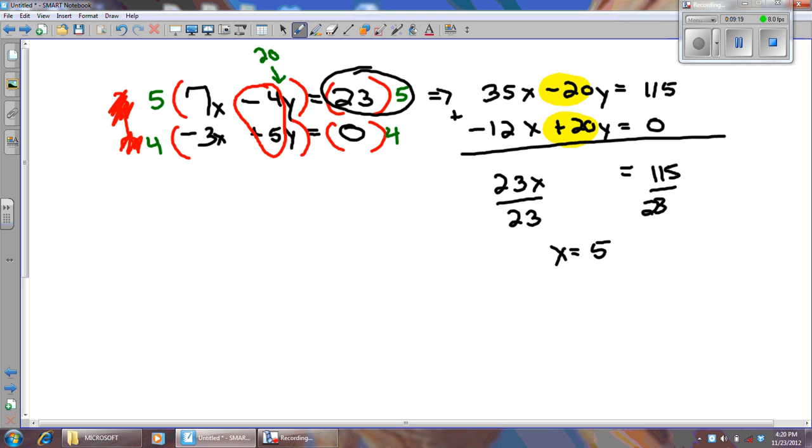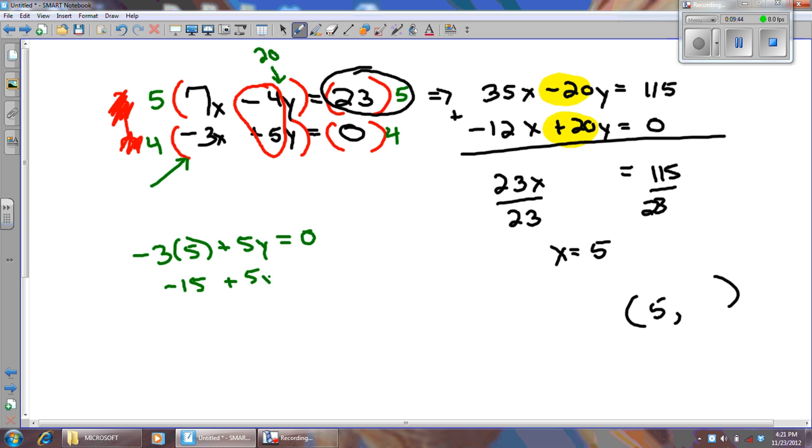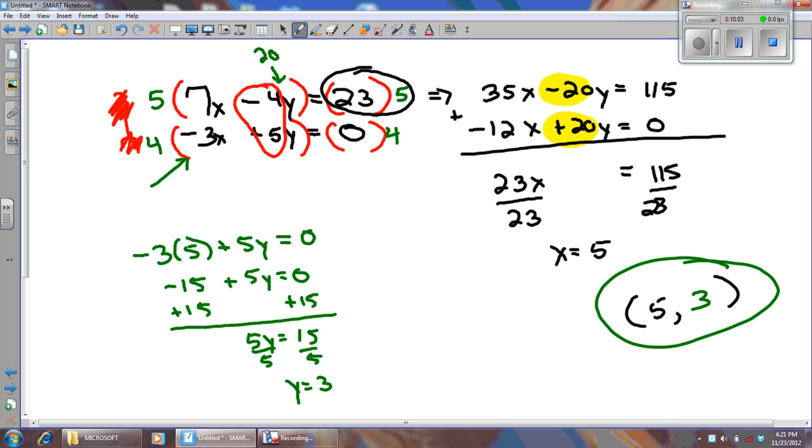You can verify that if you like. So part of my solution is 5, the x part of my point. To get the y coordinate, I'm going to substitute 5 into one of the original equations. I personally think this one will be easier. So we're going to negative 3 times 5 plus 5y equals 0. Negative 15 plus 5y equals 0. Add 15 to both sides. I'm going to get 5y equals 15. Divide by 5. y is going to equal 3. So the solution for this system is the point (5, 3).